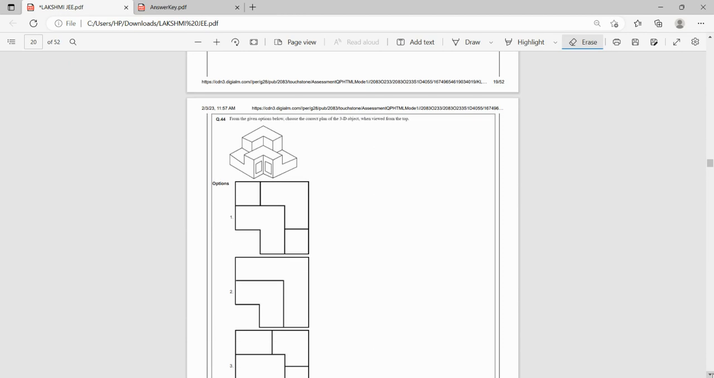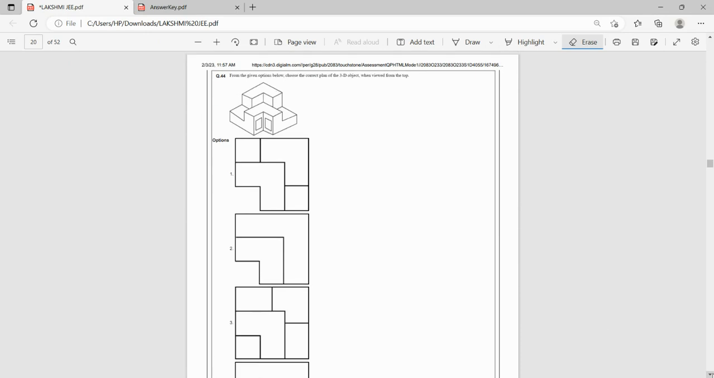Here we have to find the top view. The 3D view is given, we have to identify the correct plan or top view. So let's see the top view.